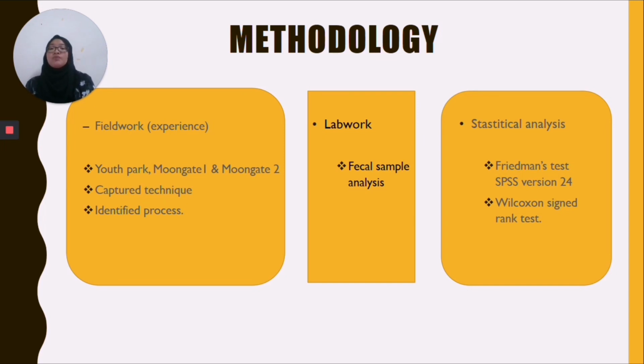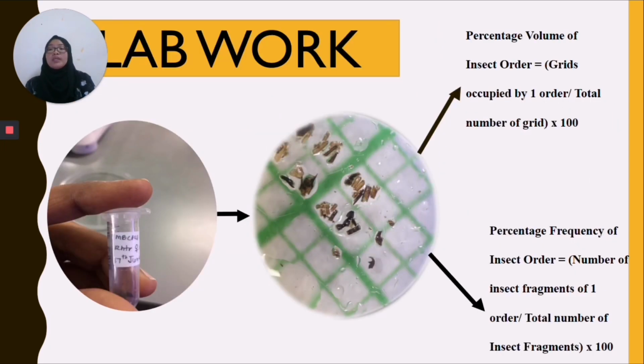For the lab work, we do fecal sample analysis where we get the fecal sample from the crowd in the Eppendorf tube. Then we put it out and put it on the petri dish. Underneath the petri dish, there is a grid glued below the petri dish. Then we moisten the fecal sample for 1 day. After that, we drop 1 to 2 liters of alcohol for us to easily separate the insect fragments from the fecal sample. Then after we separate the insect fragments, we do photo reference.